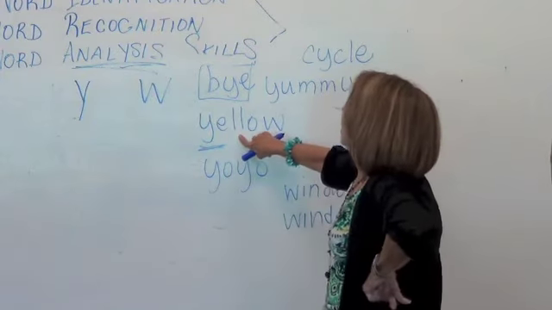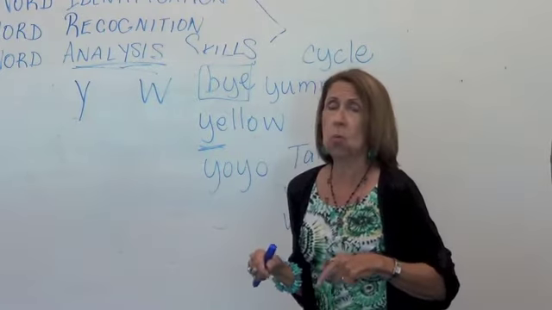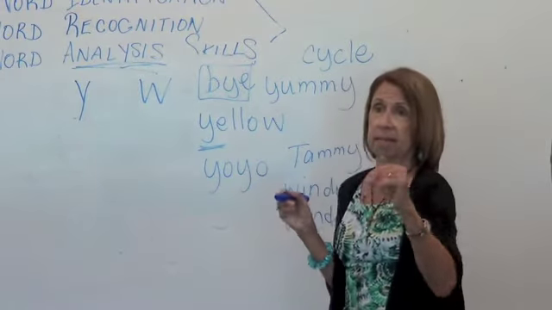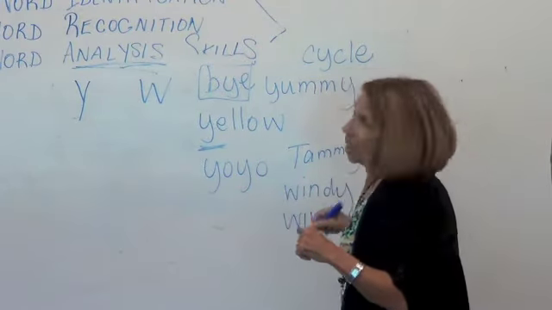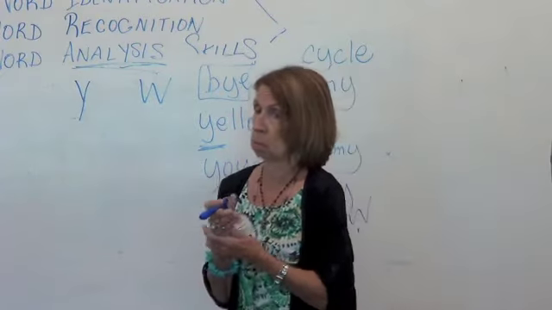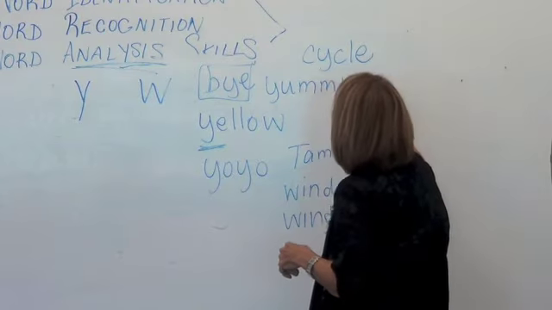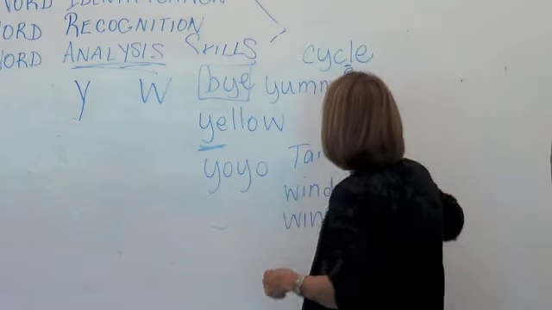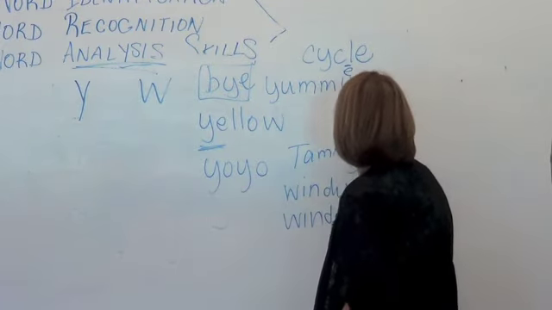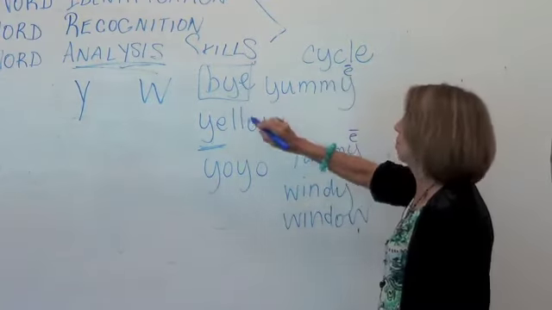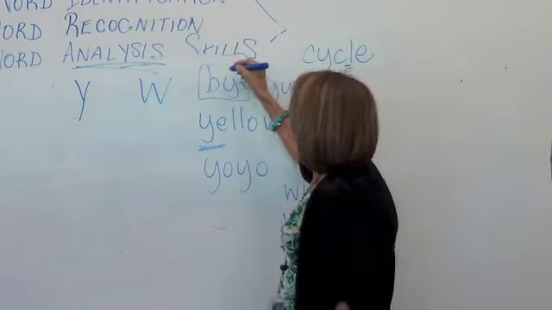So, the Y at the beginning of the word, when it makes the yeah sound, is acting as a consonant. What sounds can Y have when it's at the end of a word? Sounds like a long E, doesn't it? Yummy. That sounds like a long E sound. Tammy. Long E sound. And what sound does Y have in the word buy? It's got a long I.